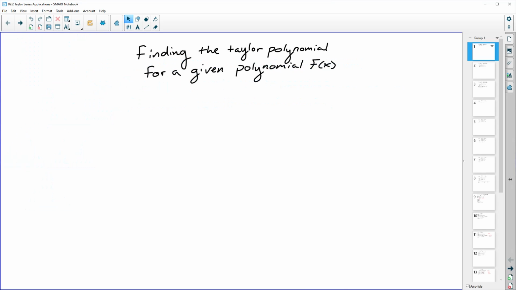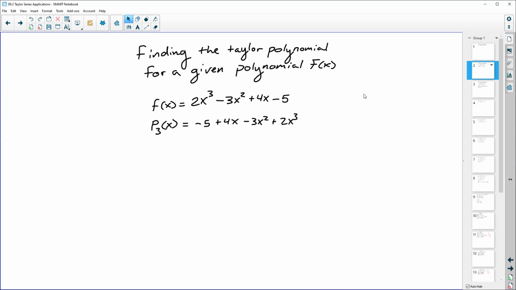Let's start by trying to find the Taylor polynomial for a given polynomial with the function f of x. For f of x equaling 2x^3 - 3x^2 + 4x - 5, a third order Taylor polynomial is the identical function, just written in ascending order. So you can write standard polynomials exactly as Taylor polynomials. However, this is not very interesting.